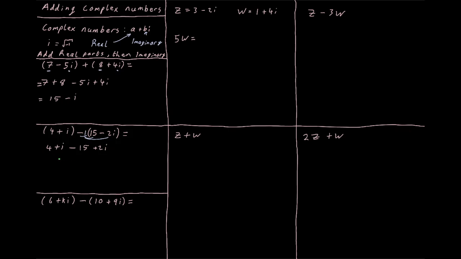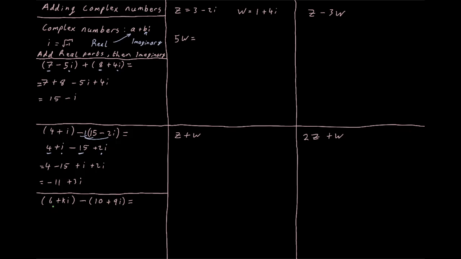And now we can gather the real and the imaginary parts. So we have 4 and minus 15 as the real part. We have 1i and plus 2i for our imaginary part. So we have 4 minus 15 for our real parts and 1i plus 2i for our imaginary parts. So we end up with minus 11 for our real part and 3i for our imaginary part. It is very important that from the beginning we are doing this gathering together of real and gathering together of imaginary. It is important as things get more complicated. So we want to be in this habit from day one.